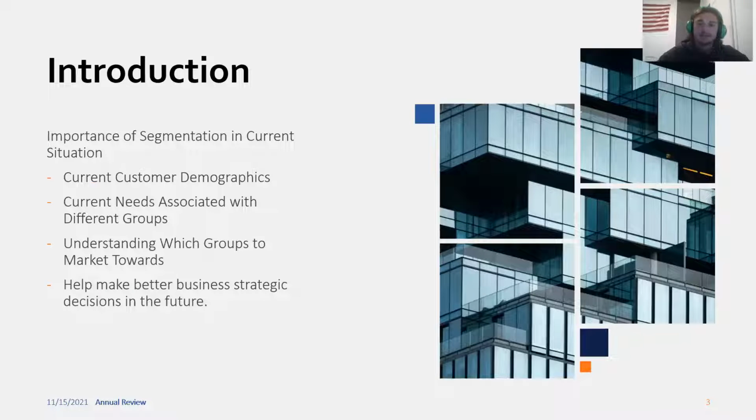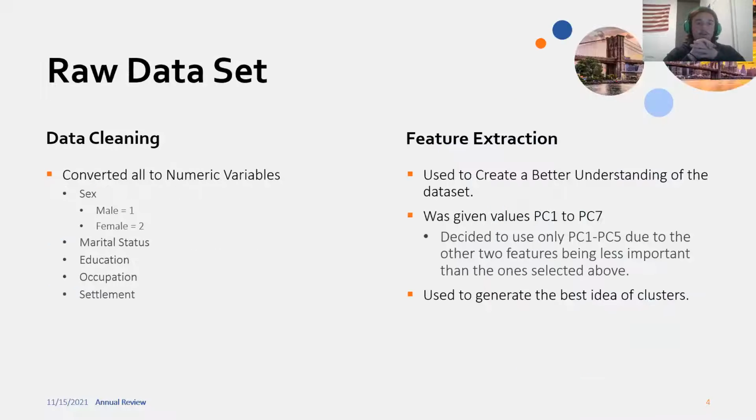So starting off, the importance of segmentation in this current situation is to get a better understanding of the customer dynamic of this company, as well as getting a better understanding of the needs that are associated with each of these groups so that we can make better strategic business decisions in the future that can help better off this company. So starting off, I downloaded the raw data set.